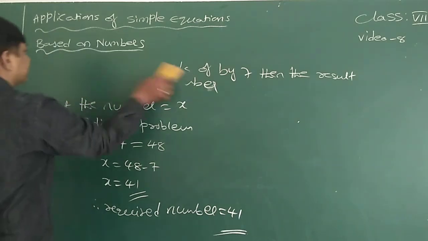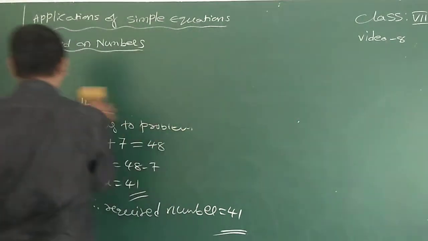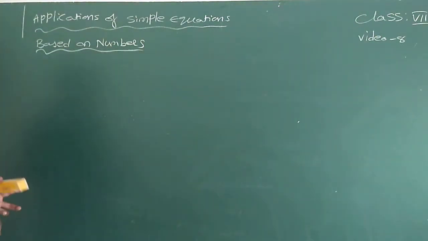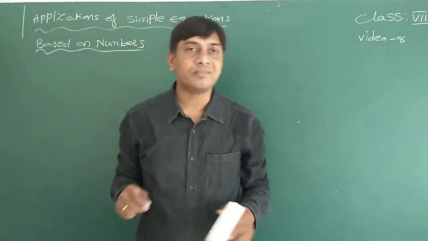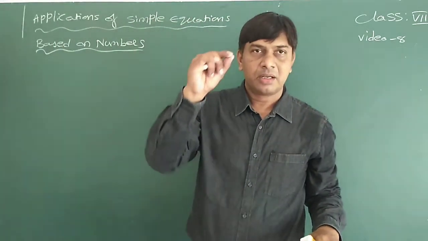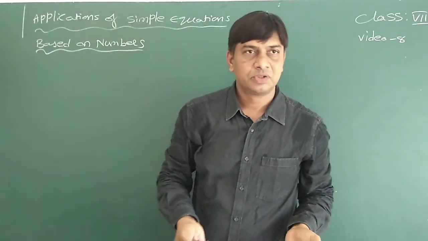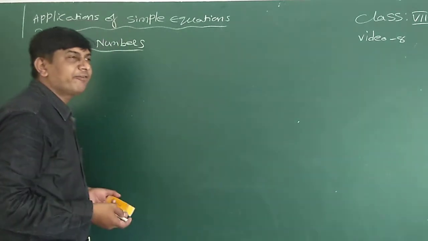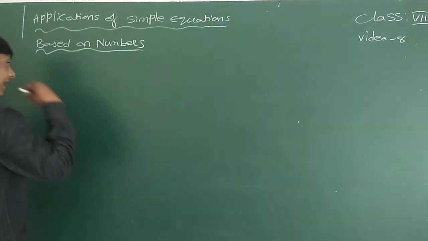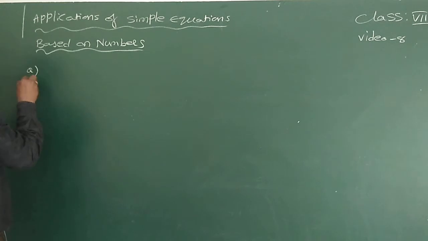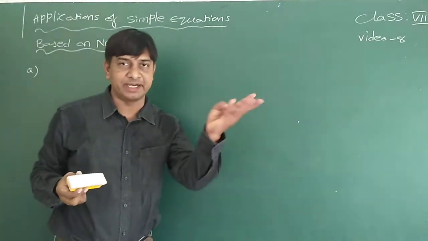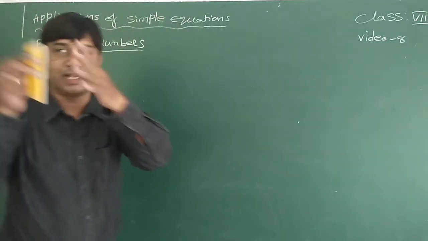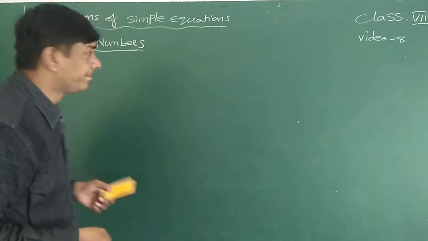Next question. If a number is reduced by 3, then its result is 15. Find the number. All models I am covering. I am starting with exceeded, next reduced, next multiplied, next divided. After all those, I will take the combinations.